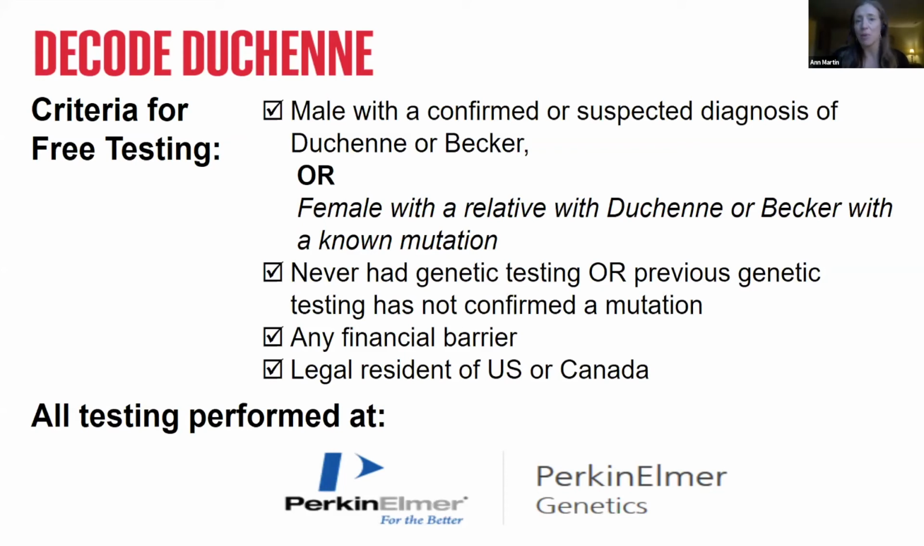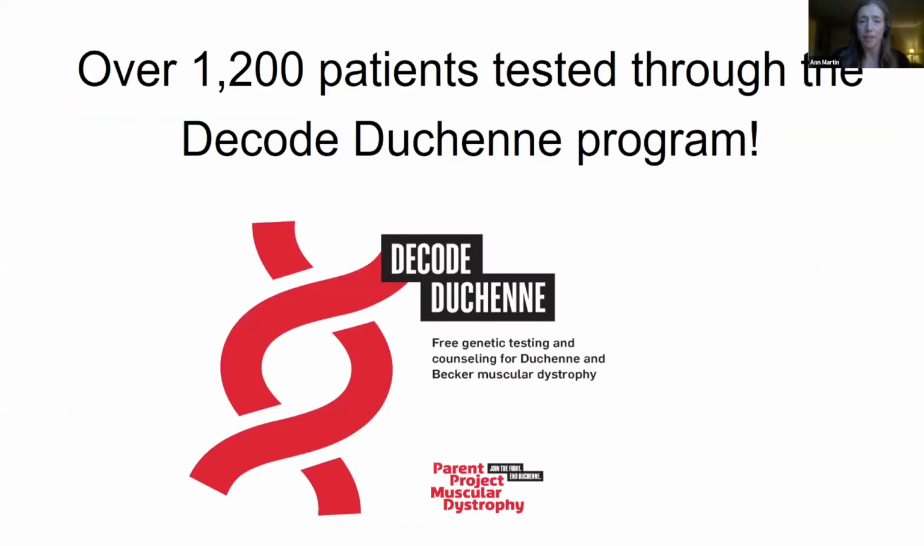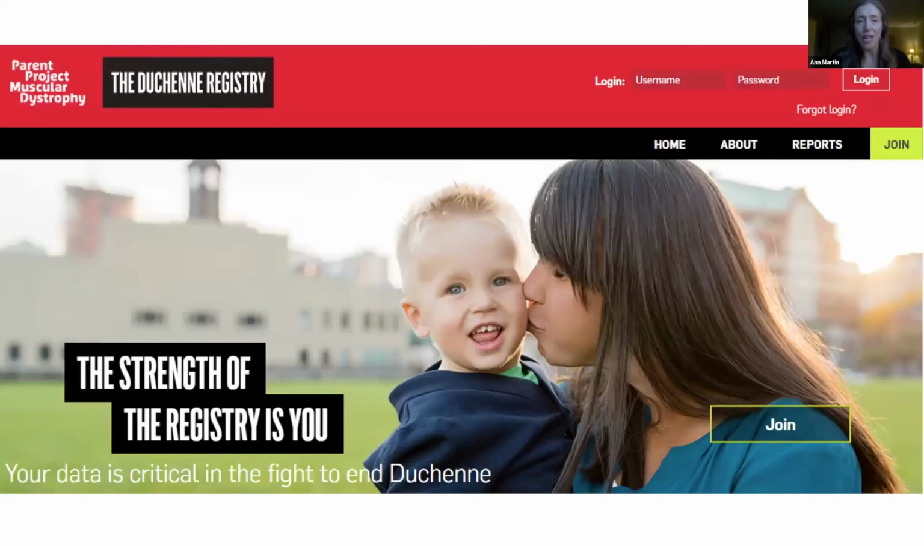It's also not just for new diagnoses. I imagine most people listening tonight are newer diagnoses, but we do accept individuals who had testing done years ago and need repeat testing. The testing is just for residents of the US and Canada right now, and all the testing is done at PerkinElmer Genomics. Over 1,200 patients have been tested through DECODE, and close to 300 carriers. It's a great opportunity to get free testing if it's needed.